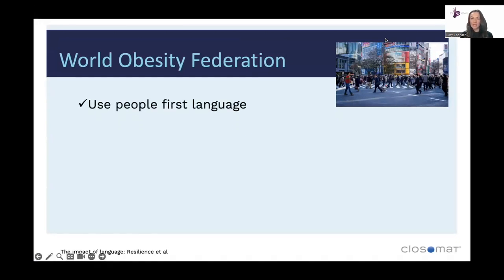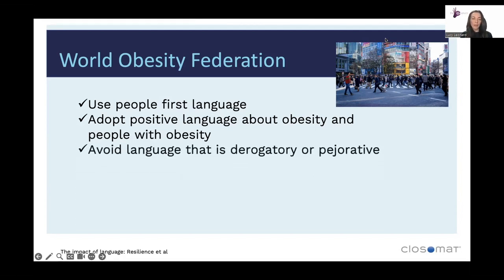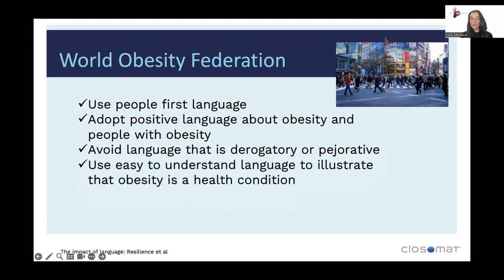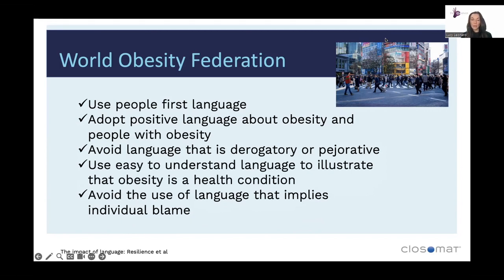The World Obesity Federation has put out a little bit of guidance about working with plus size people, and they say that we should be using people first language. So that's a person with a health condition. Adopt positive language about obesity and people with obesity. And that's why I prefer to use the word plus size, because I think it is quite a positive term. Avoid language that's derogatory or pejorative. Use easy to understand language to illustrate that obesity is actually a health condition. And avoid the use of language that implies individual blame, for example, overeater, which is a term that I really dislike, because it's implying that the person is to blame for their condition.